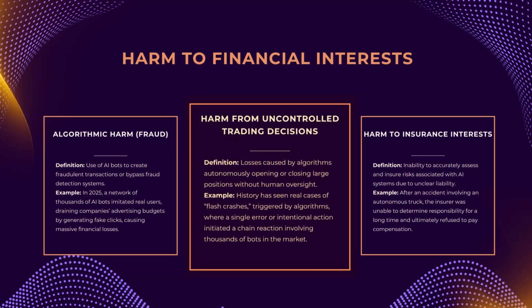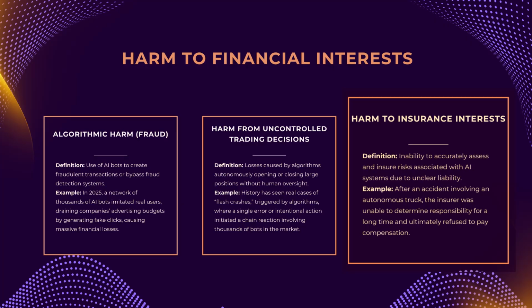Harm from uncontrolled trading decisions. Losses caused by an algorithm autonomously opening or closing large positions with no ability to intervene. History includes real cases of instantaneous crashes triggered by algorithms, where a single error or deliberate action sets off a chain reaction among thousands of bots in the market. One of the earliest and most famous is the 2010 episode when an algorithmic chain reaction drove major U.S. stock indices down by 10 percentage points for just a few minutes. Since then, such events have recurred, inflicting billions in damage.